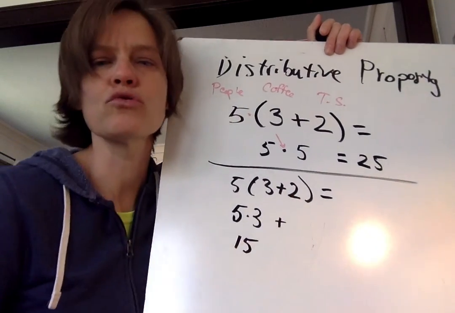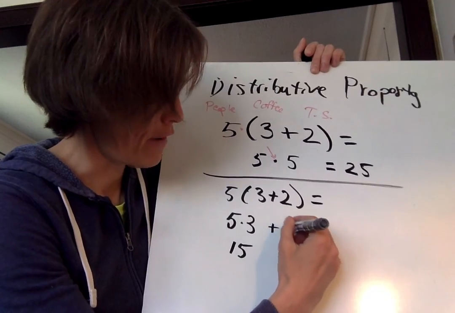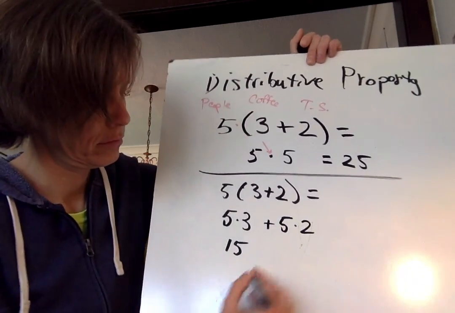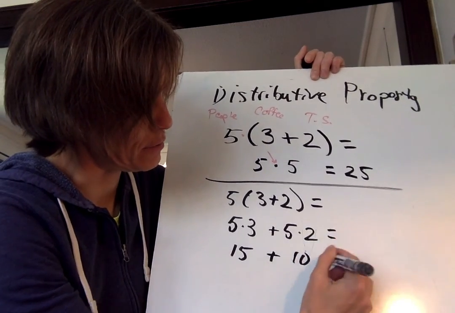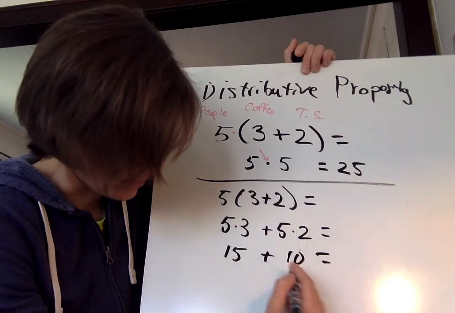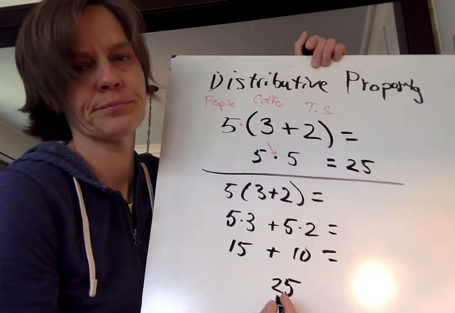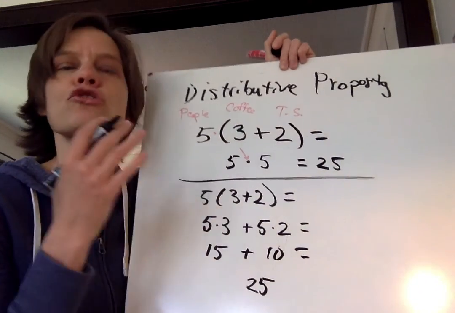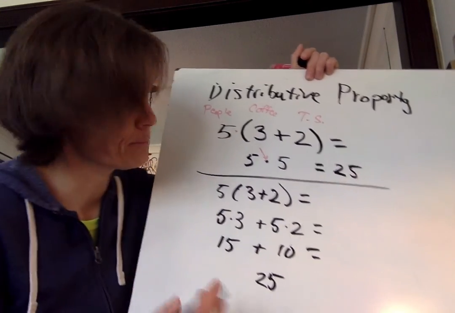And how many toaster strudel do I need? Well, 5 friends and 2 toaster strudel. 5 friends, 2 toaster strudel. How many is that? 10, right? I'm just going to put equals down. Well, 15 cups of coffee, 10 toaster strudel is magic, 25. Of course, it's not magic. You're just counting the same thing 2 ways, okay?